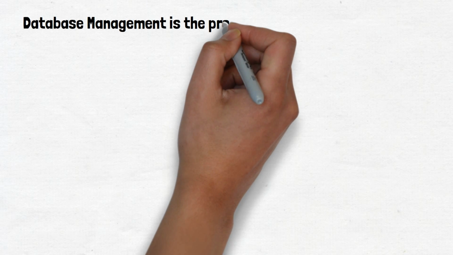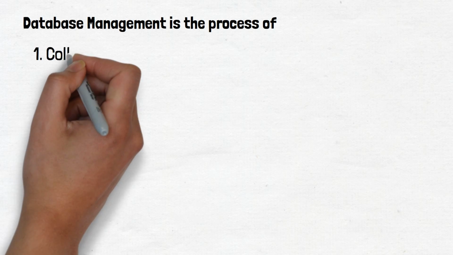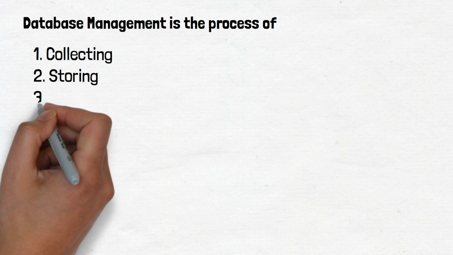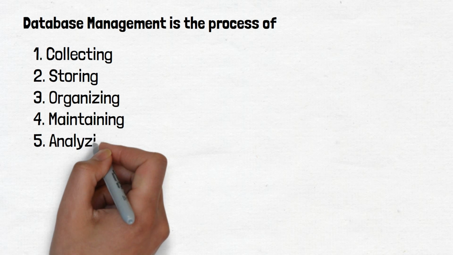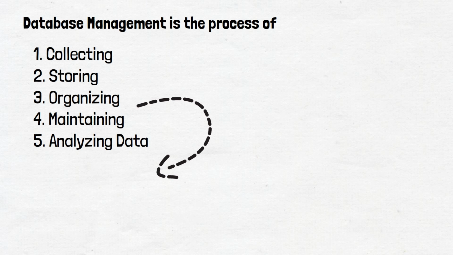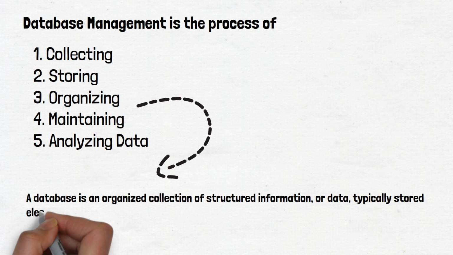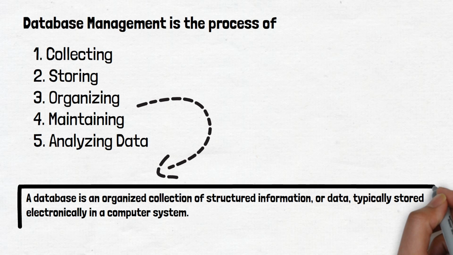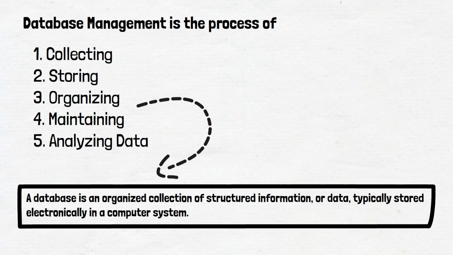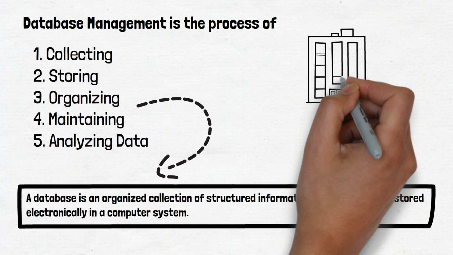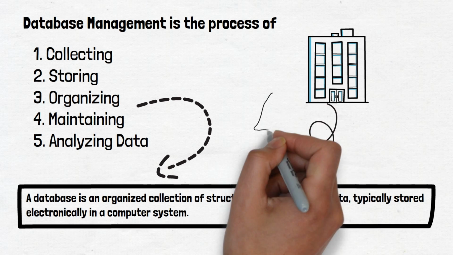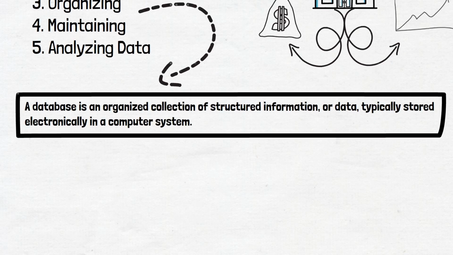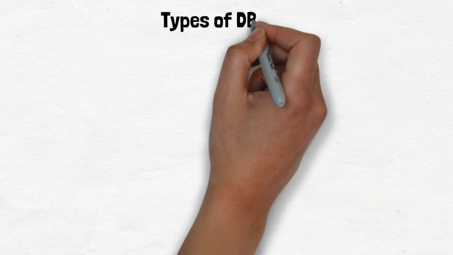Well, database management is the process of collecting, storing, organizing, maintaining, and analyzing data. So we can put it like: a database is an organized collection of structured information, or data, typically stored electronically in a computer system. Professional organizations use various database management practices and tools for the purpose of driving database decisions and strategic planning. Now, keeping in mind the usage of DBMS, let's move forward towards the types of DBMS.